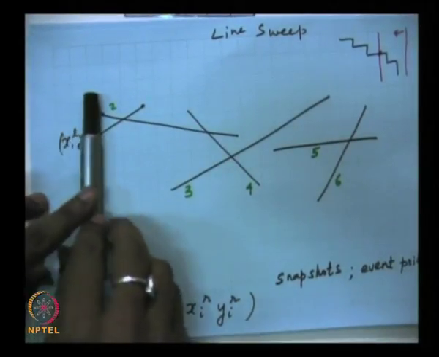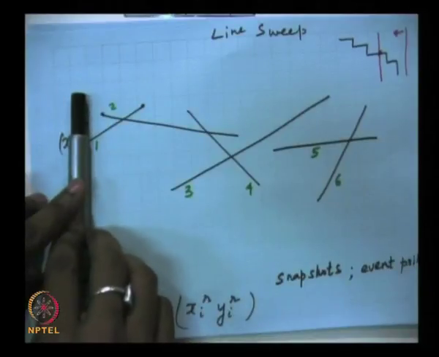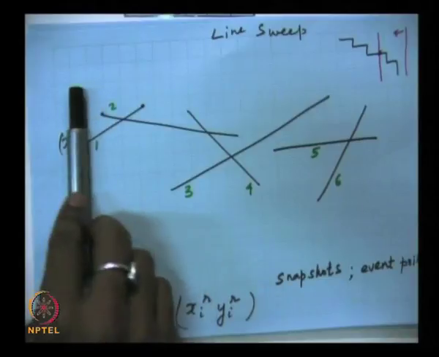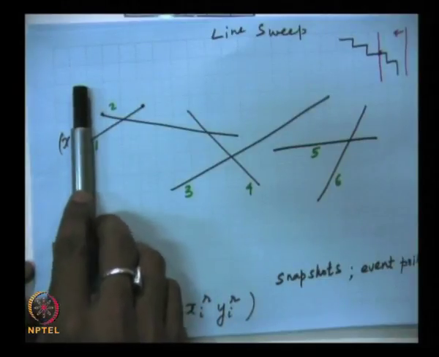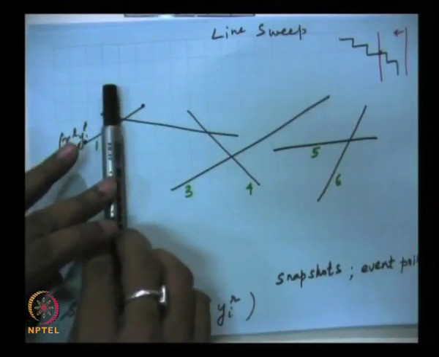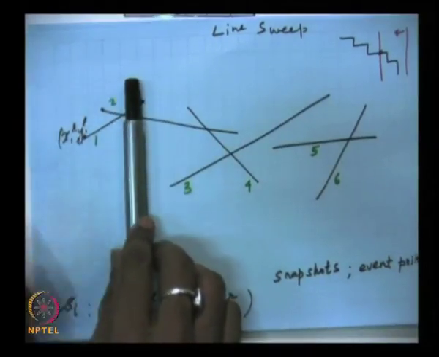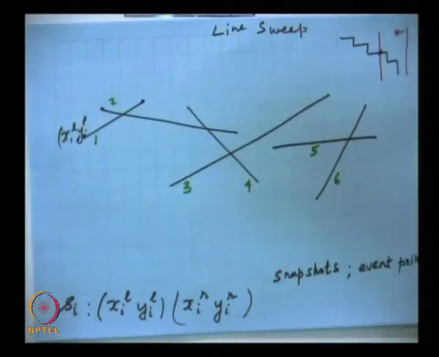When I hit the left end point, there is not much to do, just this one line. Only when there is more than one line crossing the vertical line do things start becoming interesting, because now we know that we have more than one segment in the input, and therefore there are some possible intersections.